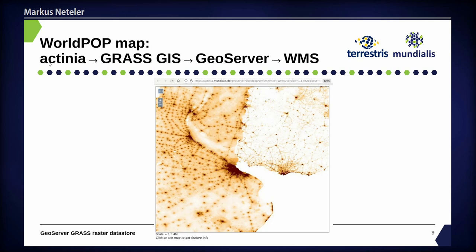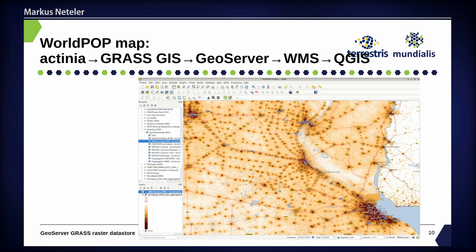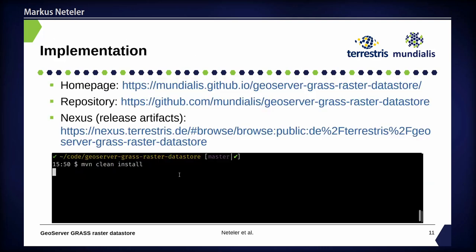We have done, we have a server, actinia-mundialis.de, where you can find this stuff. From there, through GRASS GIS, we can do analysis. We push it to GeoServer, we get our WMS, and eventually, of course, you can consume it with QGIS or whatever you want. And you have the style alongside, so there's nothing to do. I just open the WMS catalog, and then you can look at the data.